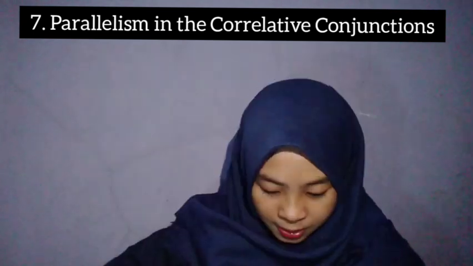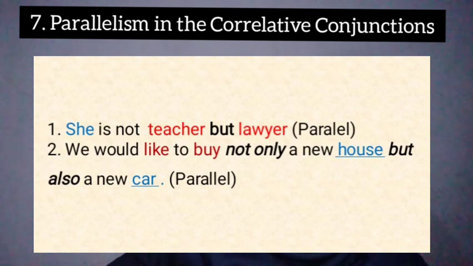The example is she is not a teacher but a lawyer. Teacher is a noun. Lawyer is a noun. And the correlative conjunction is not and but. So it's parallelism.